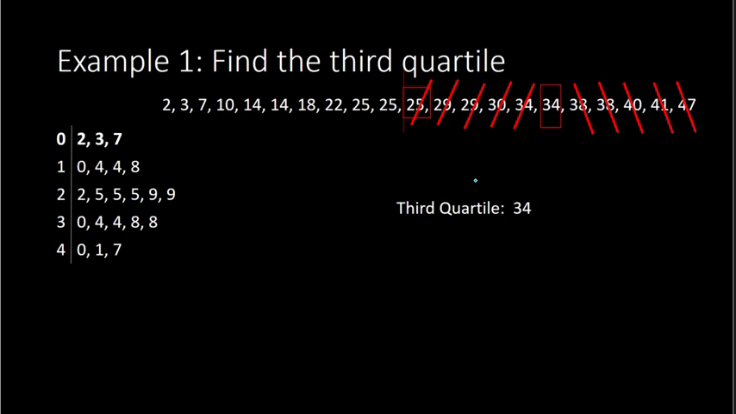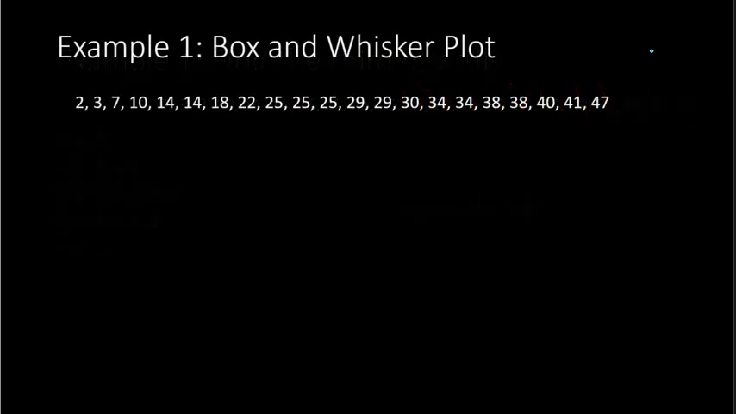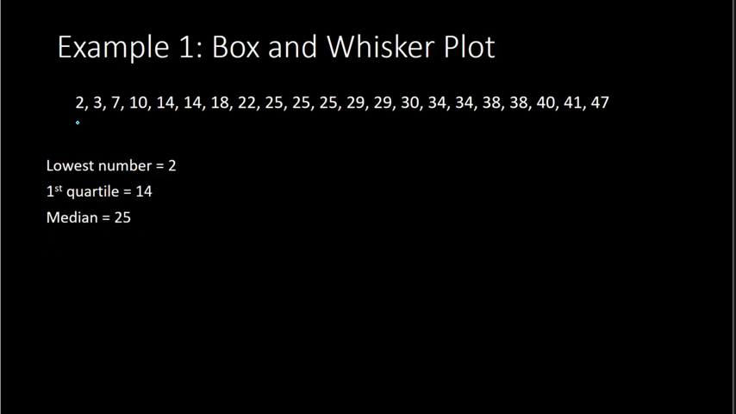Now using the quartiles, the median, and then the smallest and largest number, we can create what is called a box and whisker plot. So here we've already found the lowest number is 2, and the first quartile we found to be 14, median we said was 25, third quartile we said was 34, and the highest number here is 47.